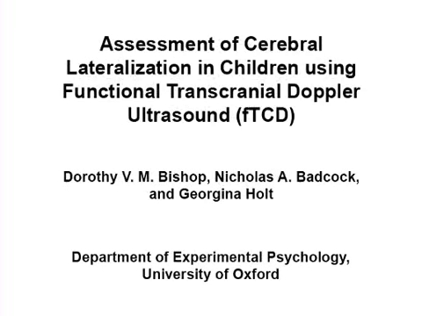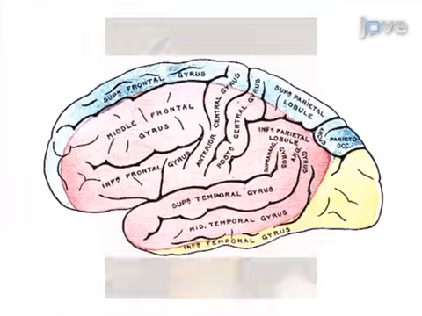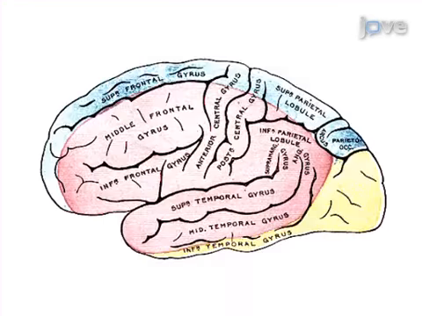The overall goal of this procedure is to determine the functional lateralization of language in the brain using a child-friendly procedure. This is accomplished by first applying ultrasound probes to the head to monitor the rate of blood flow in the middle cerebral artery to each brain hemisphere.